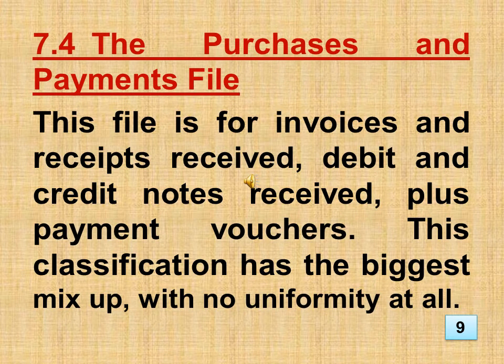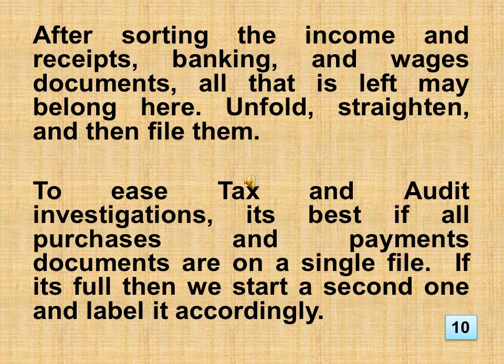Section 7.4. The purchases and payments file. This file is for invoices and receipts received, debit and credit notes received, plus payment vouchers. This classification has the biggest mix-up, with no uniformity at all. After sorting the income and receipts, banking, and wages documents, all that is left may belong here. Unfold, straighten, and then file them.